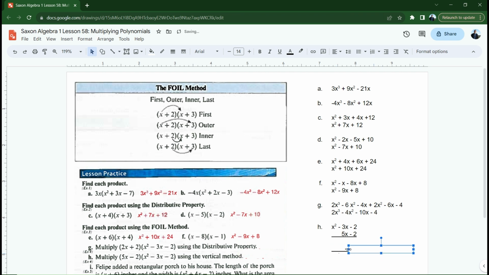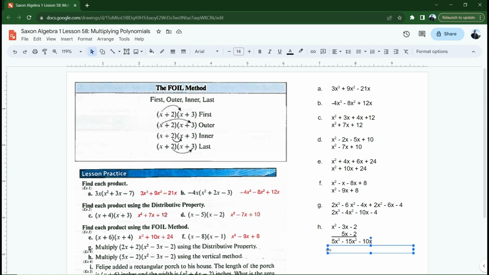Well, it's going to start with 5x cubed, 5x times x squared, minus 15x squared, 3x times 5x. No, minus 10x because it's 5x times negative 2, my first term times the last term over here. So minus 10x. And then down below, I'm going to multiply negative 2 times each of these terms.